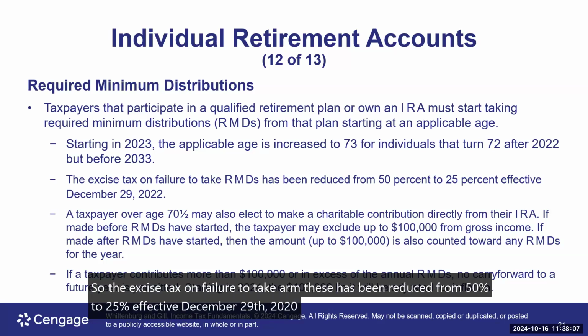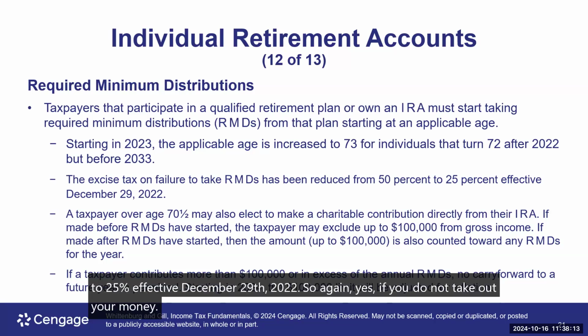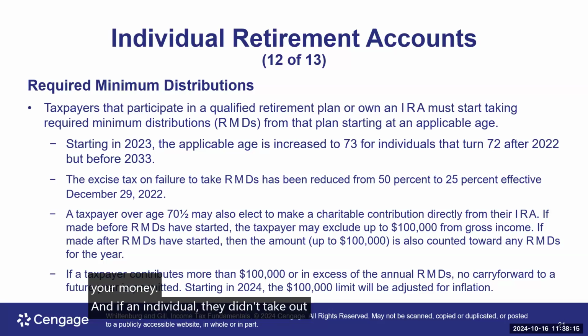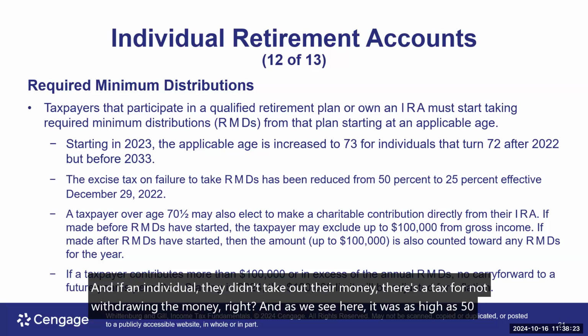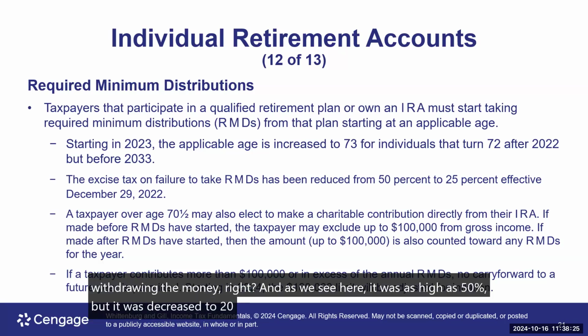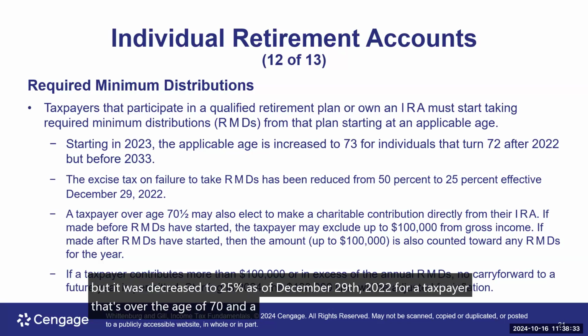So again, if an individual doesn't take out their money, there's a tax for not withdrawing the money. As we see here, it was as high as 50%, but it was decreased to 25% as of December 29th, 2022. For a taxpayer that's over the age of 70 and a half, they may also elect to make a charitable contribution directly from their IRA.